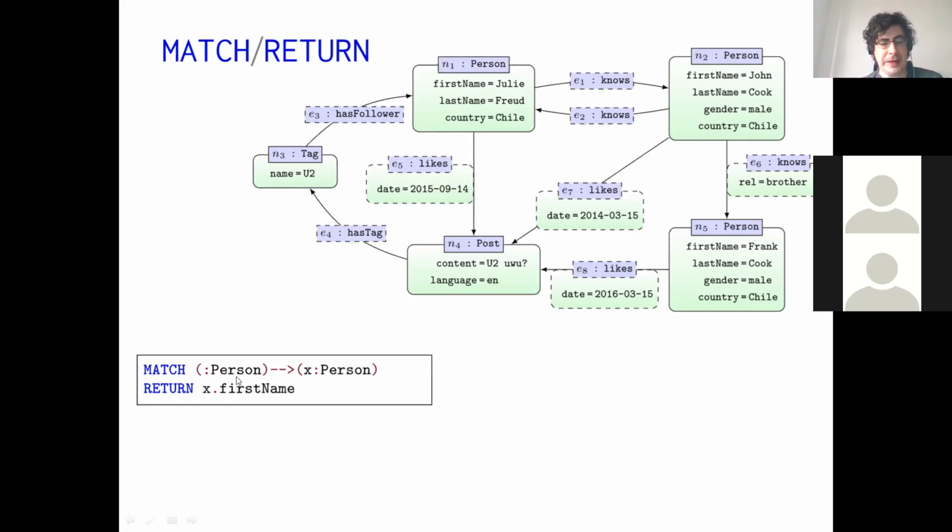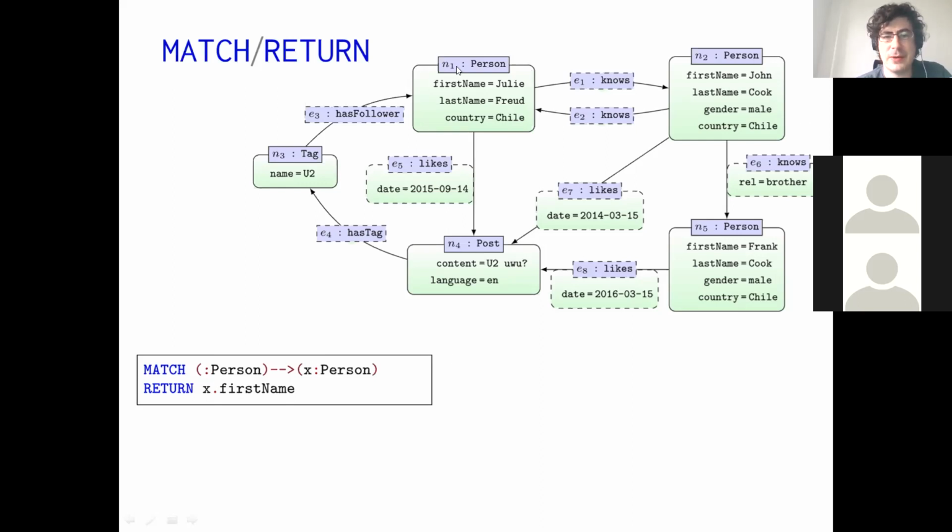Okay, so we can match edges as well. So we can match things that are connected to other things. And we use this sort of ASCII art style representation of edges. We're looking for here, X with label person, such that it has an incoming edge of whatever label from person. Okay, and we want to return that person. So it's like persons who have links from persons, right?